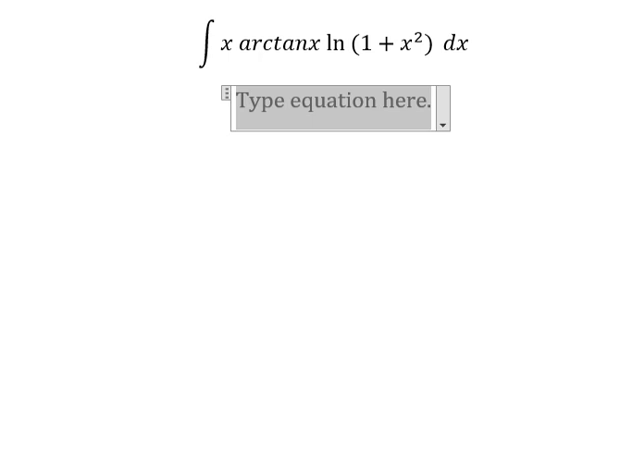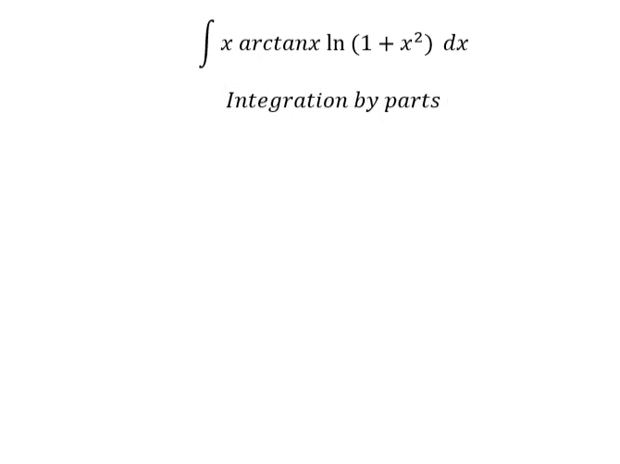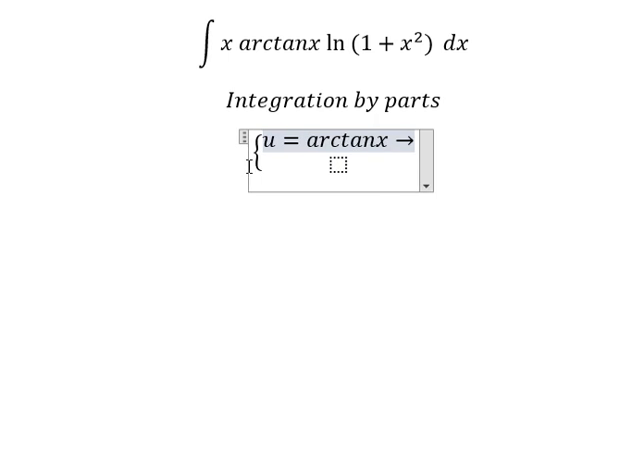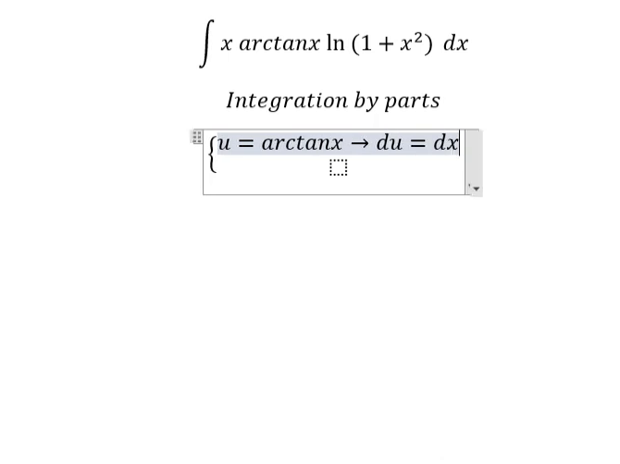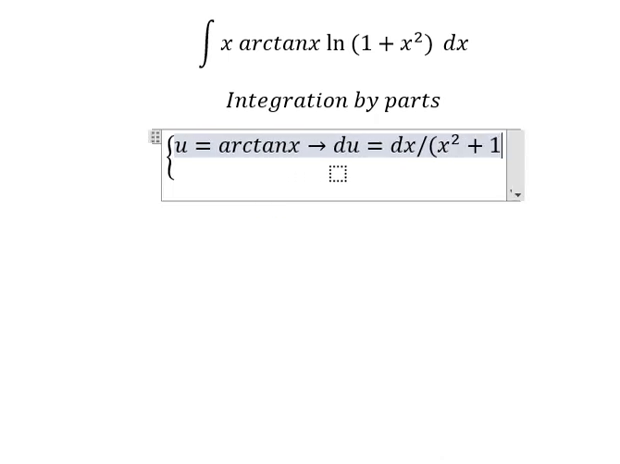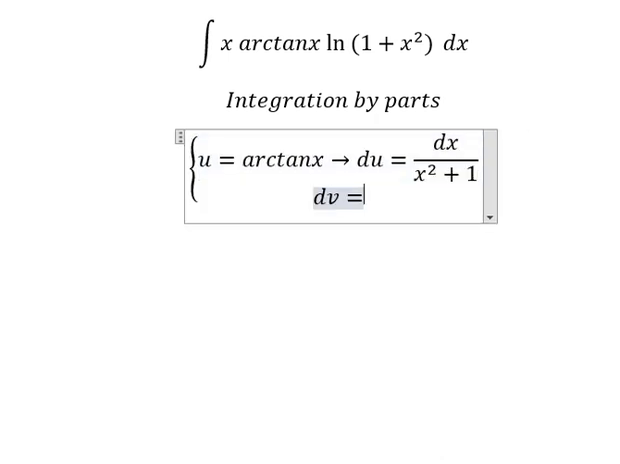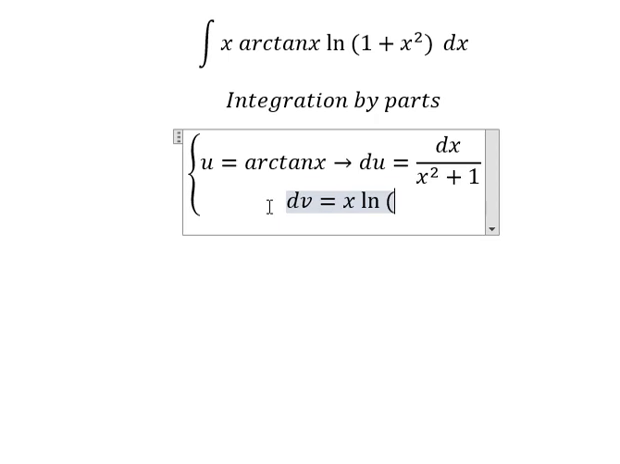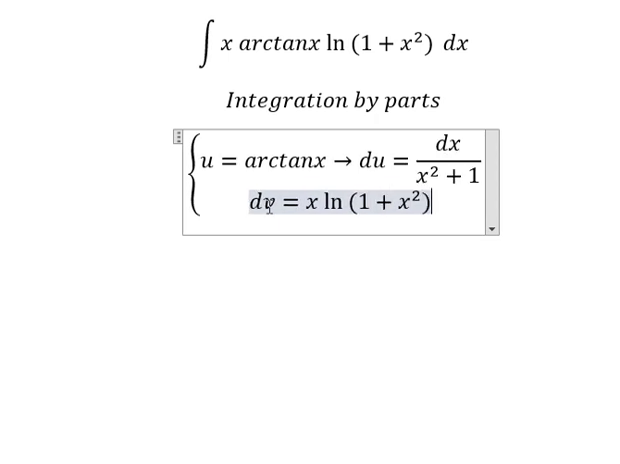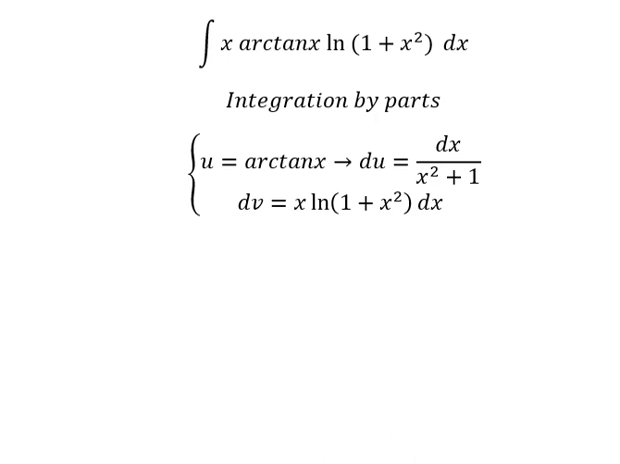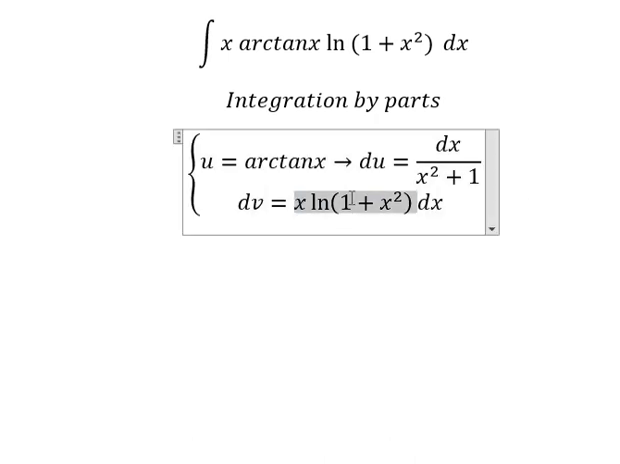We need to use integration by parts. So I will put u equals arctan of x. We need to first do the derivative for both sides, and we have like this: dv is s ln of 1 plus s squared ds. Now I will show you how to find this integration.